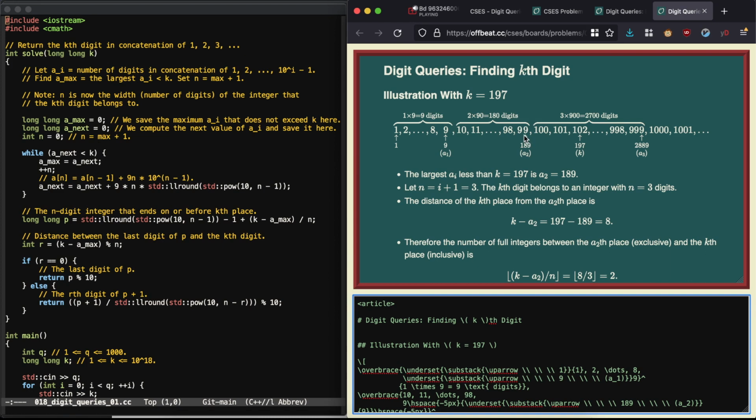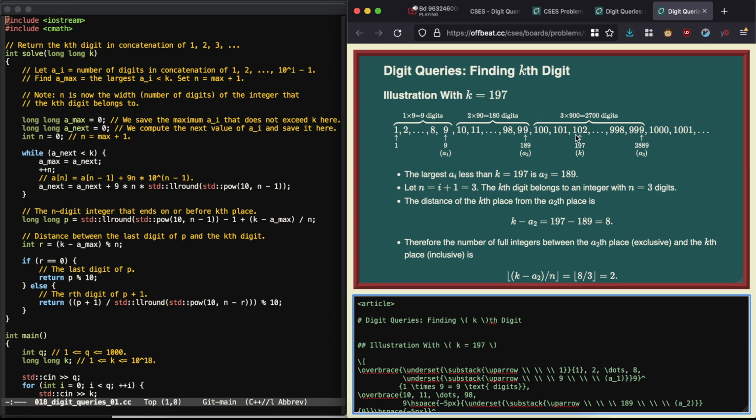So we know that from 1 to 99 we have consumed 189 digits, and we're asking what is there at the 197th place. So in the solution we'll find all these peg numbers, 9, 189 and so on, and we'll try to find the largest peg number that is less than our k. So that way we have arrived at the first peg. So this is our first milestone. We know that there's a 99 here, which has consumed 189 digits. Now we'll just try to see how far we have to go from here to get our solution.